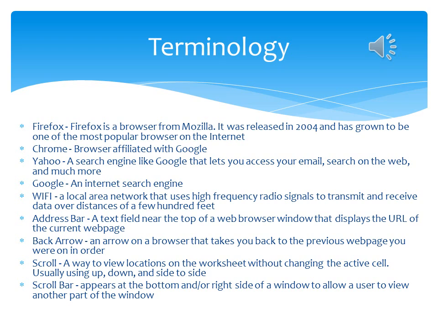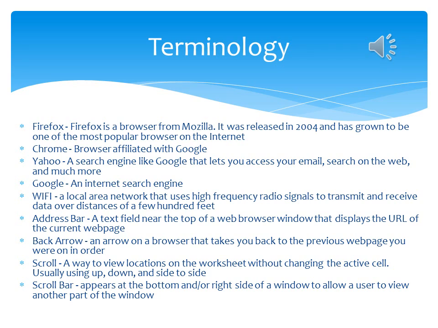Firefox is a browser. It was released in 2004 and has gone on to be one of the most popular browsers on the internet. Chrome, that's a browser that's affiliated with Google. Yahoo is a search engine like Google that lets you access your email, search on the web, and much more. Google is an internet search engine. Wi-Fi is a local area network that uses high-frequency radio signals to transmit and receive data over distances of a few hundred feet. An address bar is a text field near the top of the web browser window that displays the URL of the current web page.